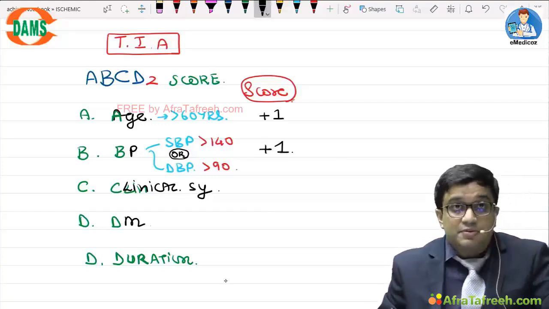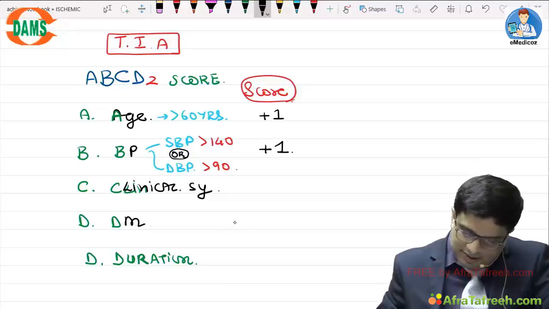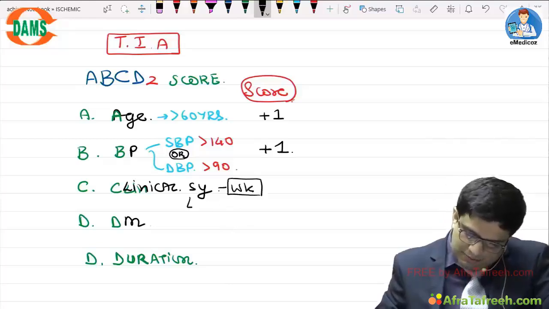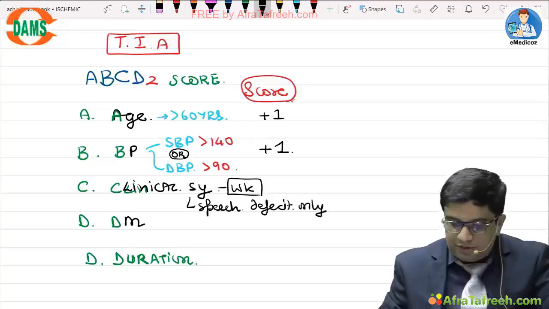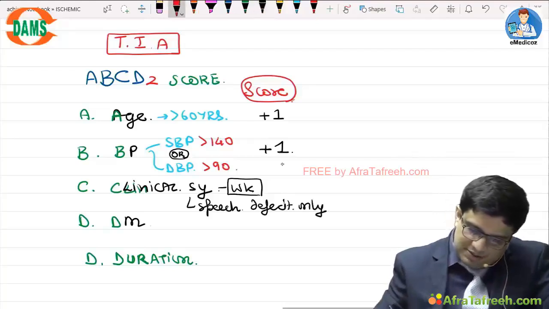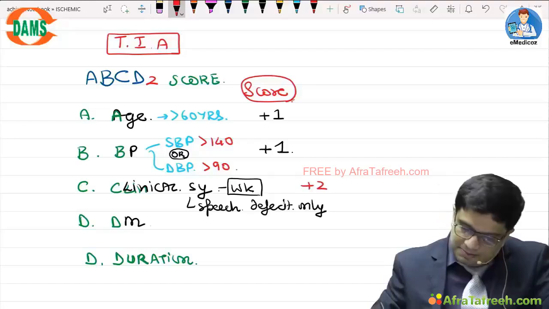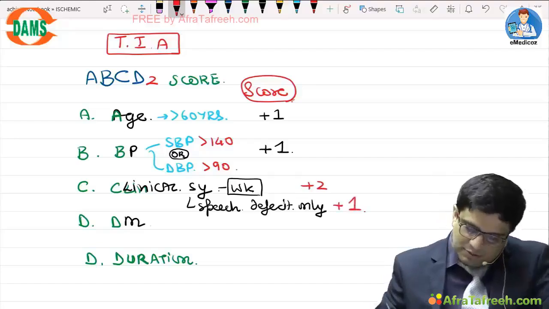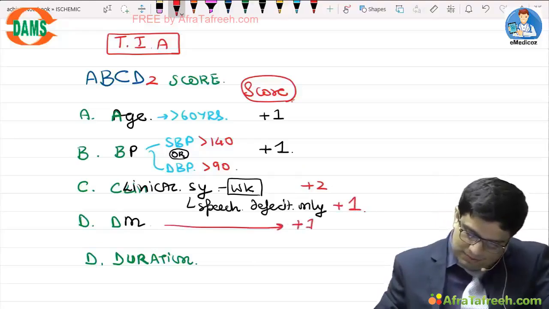Clinical symptoms. Yes, in the clinical symptoms, my patient has got weakness, or my patient has got speech deficit only, that's it, without weakness. It can happen. If my patient has got a weakness, then that patient gets a +2 score. If my patient has got a speech deficit only, he gets a +1 score. With diabetes, we get a +1 score.